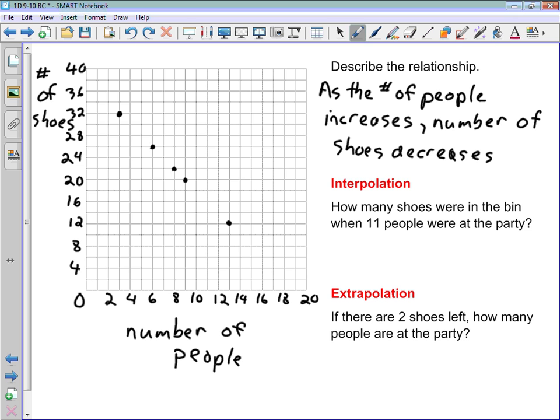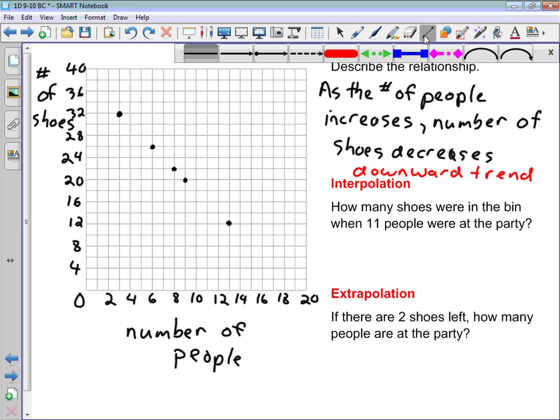So the other thing we might say is that this is a downward trend. Because as we go from left to right, our points are kind of going down. Now, to illustrate this trend, we can draw a line. But as I said earlier, this is what we call discrete data. So we are going to draw a dotted line here.